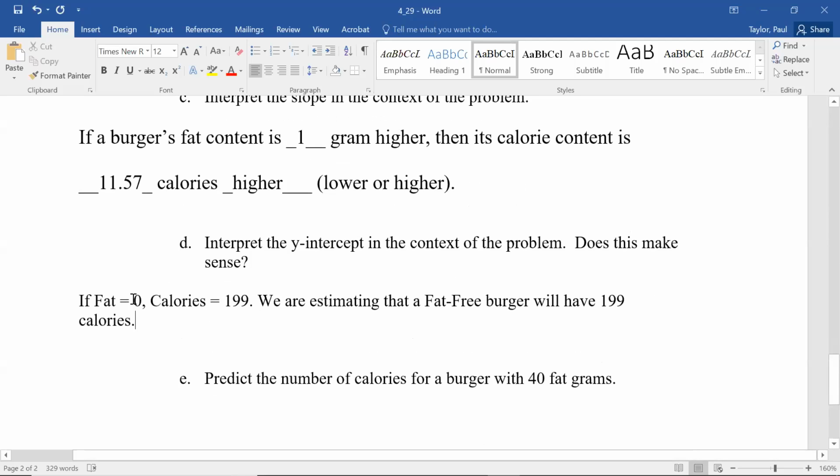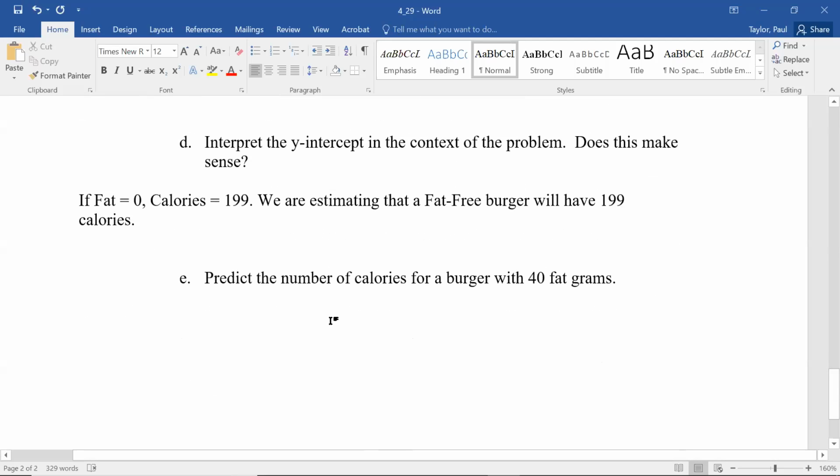In this question, 0 fat in the burger, that's possible. I mean, you'd have to have some way of getting all the fat out of beef. That can't be easy, but I assume that it could possibly be done.